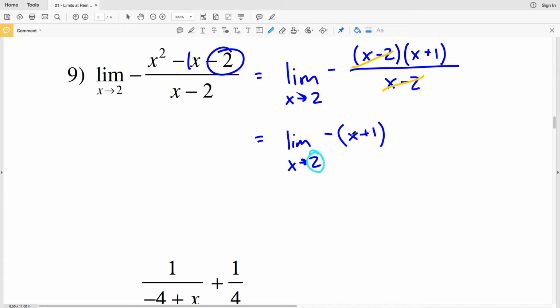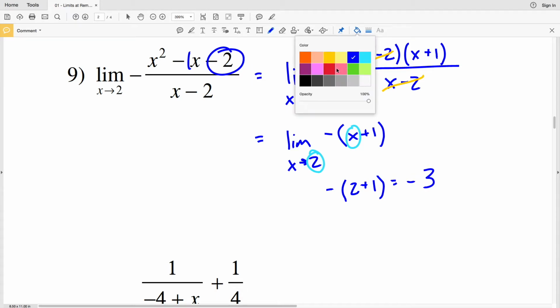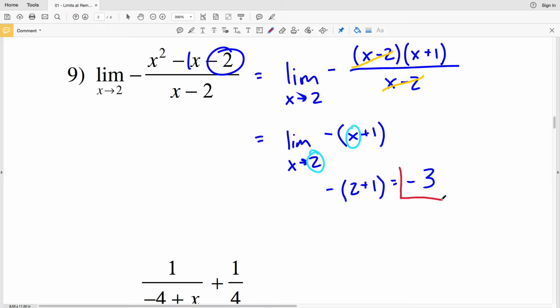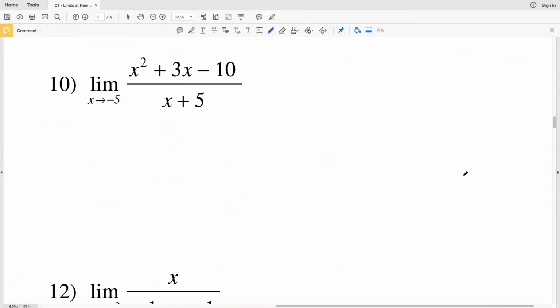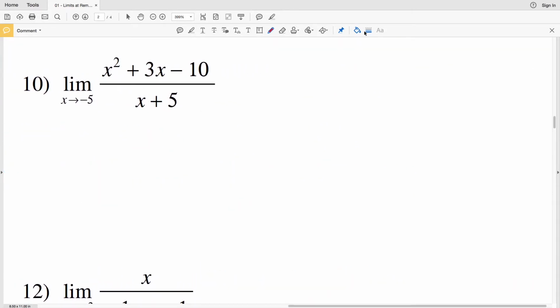Now what I'll do, I'll plug 2 in for x to solve. So that'll be negative 2 plus 1, which equals negative 3. So negative 3 is the solution for number 9. Now on to number 10, I'm going to factor again, and I'm factoring the numerator again.